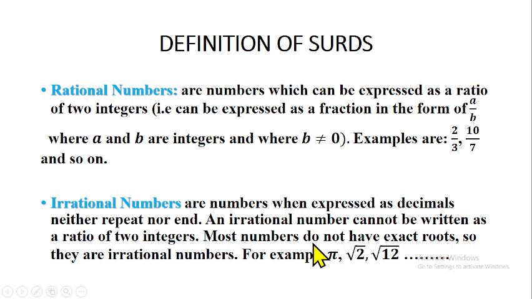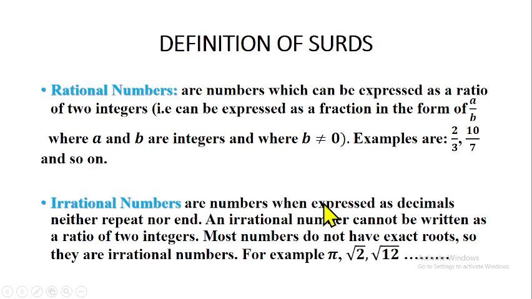So most numbers do not have exact roots. Those numbers that do not have exact roots are irrational numbers. Like when I give you the square root of 3, you can't find the square root of 3. It does not have an exact root. 3 is not a perfect square, so if you press square root of 3 in your calculator, it's going to give you a decimal number, and the number is going to be reoccurring, repeating, and it will not have an end.